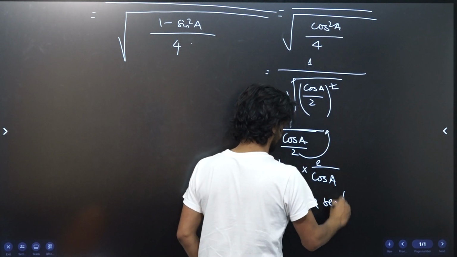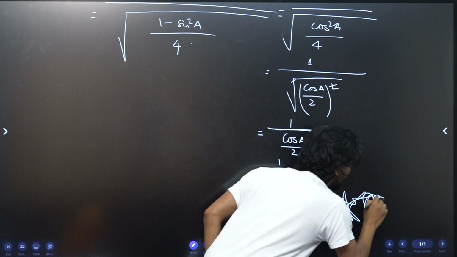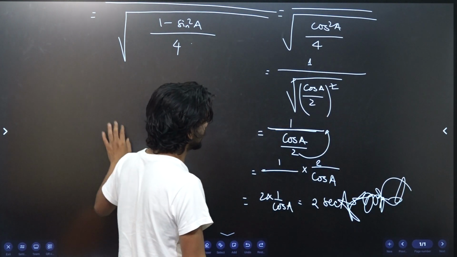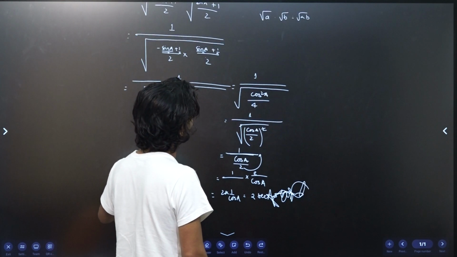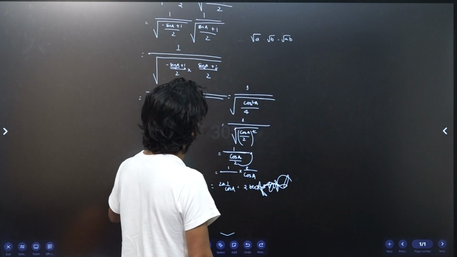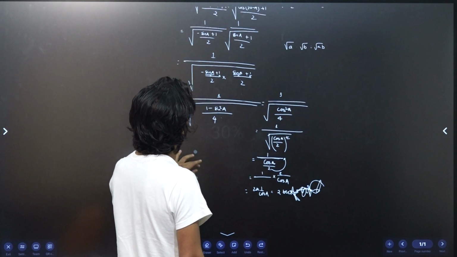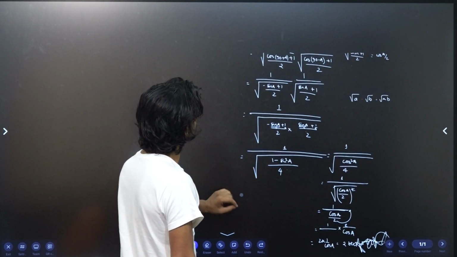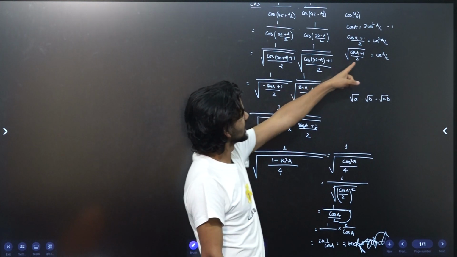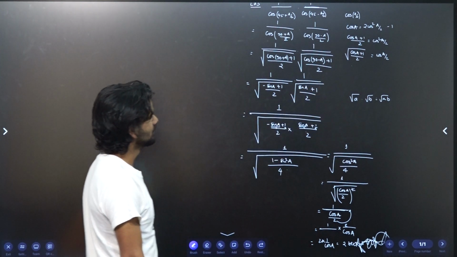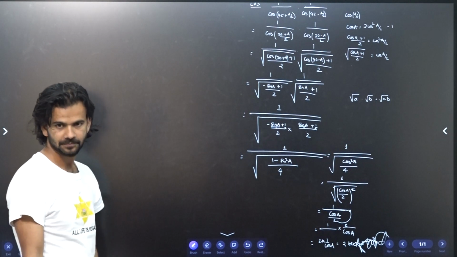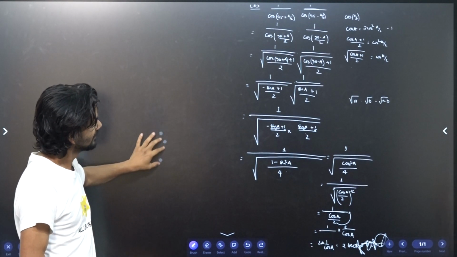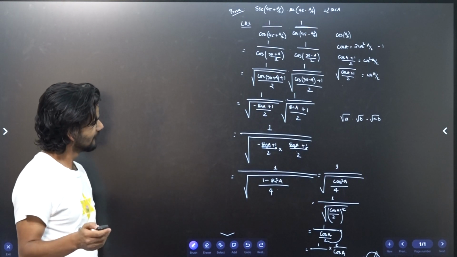That's the point, and that's where you have to be careful about it. Cos A plus 1 divided by 2, square.